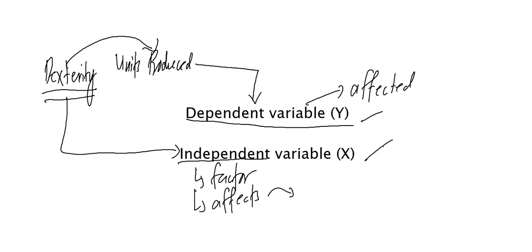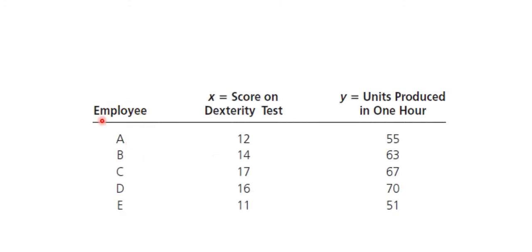And these two are quite important when we do regression analysis. So, just to fix our entire table, we have now the 5 employees. Their scores on their dexterity tests as our independent variable x, and the units produced in 1 hour of the employees is our dependent variable y here. So, in the next video, we're going now to start our simple linear regression analysis.